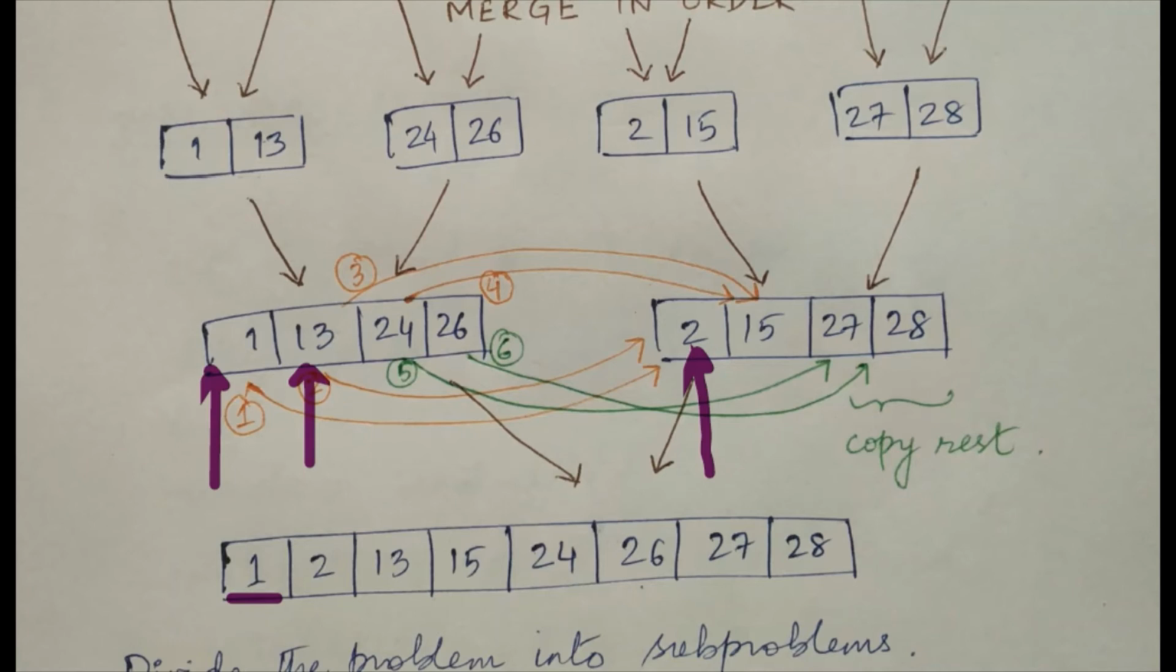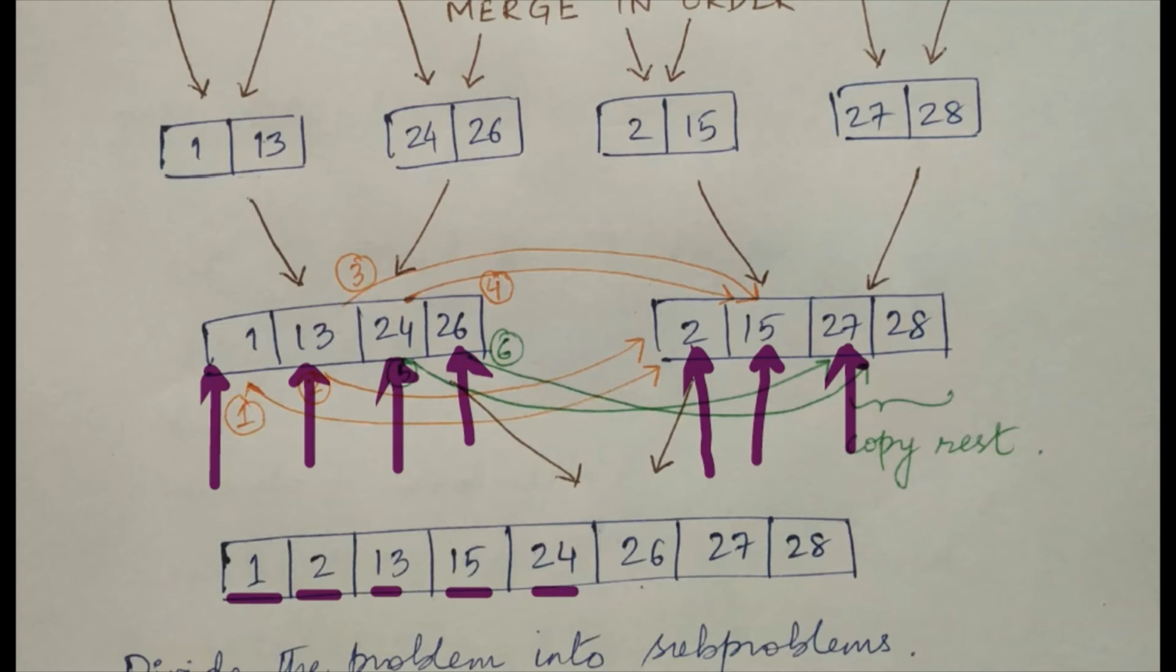So you compare 13 with 2. 2 is smaller, so 2 comes here, and the right hand side pointer moves. Then you have 13 and 15. 13 is smaller, so 13 comes here, and this pointer moves ahead. And this pointer stays. Then 24 and 15 are compared, and 15 comes here because it is smaller, so this pointer moves ahead. Now you have 24 and 27. 24 is smaller, it will come here, and this pointer will move ahead.